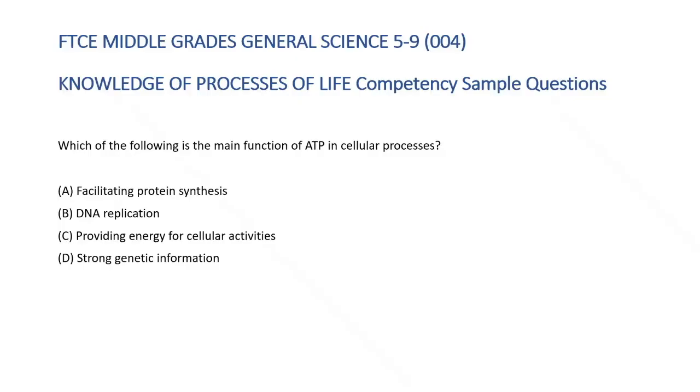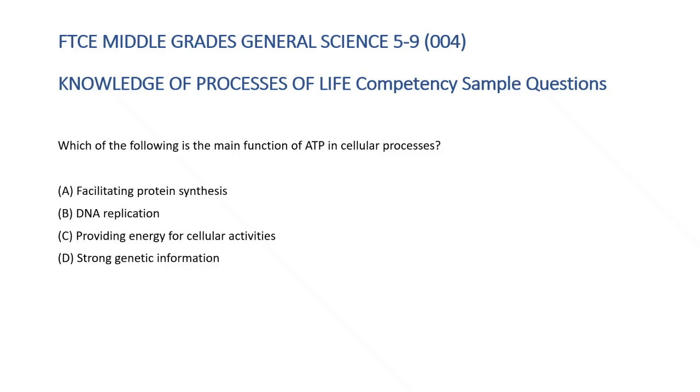Which of the following is the main function of ATP in cellular processes? A. Facilitating protein synthesis. B. DNA replication. C. Providing energy for cellular activities. Or D. Storing genetic information.